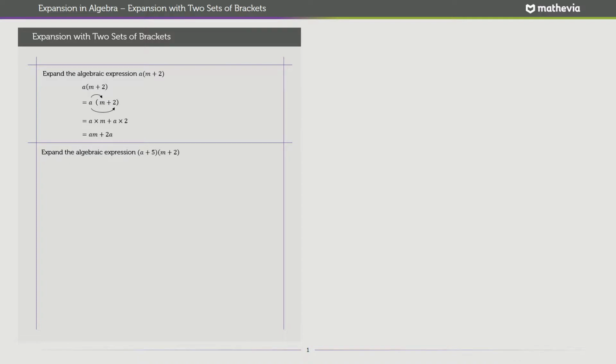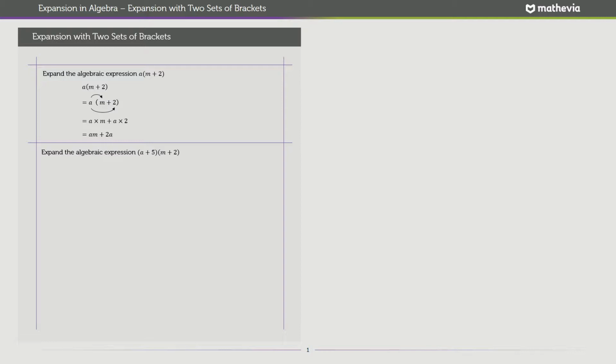Expand the algebraic expression (a plus 5)(m plus 2). This time we actually have two brackets at play. As opposed to having just one term multiplying m plus 2, this time around you have an algebraic expression in the bracket, so a plus 5 multiplying m plus 2. Now, how would you go about doing this?